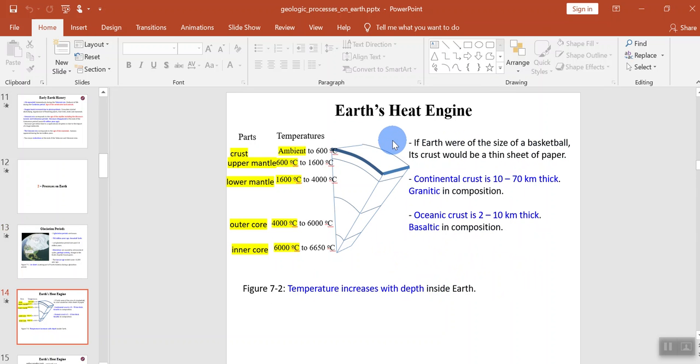Okay, let's talk some more about the heat engine. We said that the continental crust is 10 to 70 kilometers thick. It's granitic in origin. The oceanic crust is 2 to 10 kilometers thick and basaltic in origin. Both granite and basalt are from magma when it cools down. If it ends up in the ocean, it's called basalt. If it ends up in the continent, it's called granite. Temperatures here are very high.